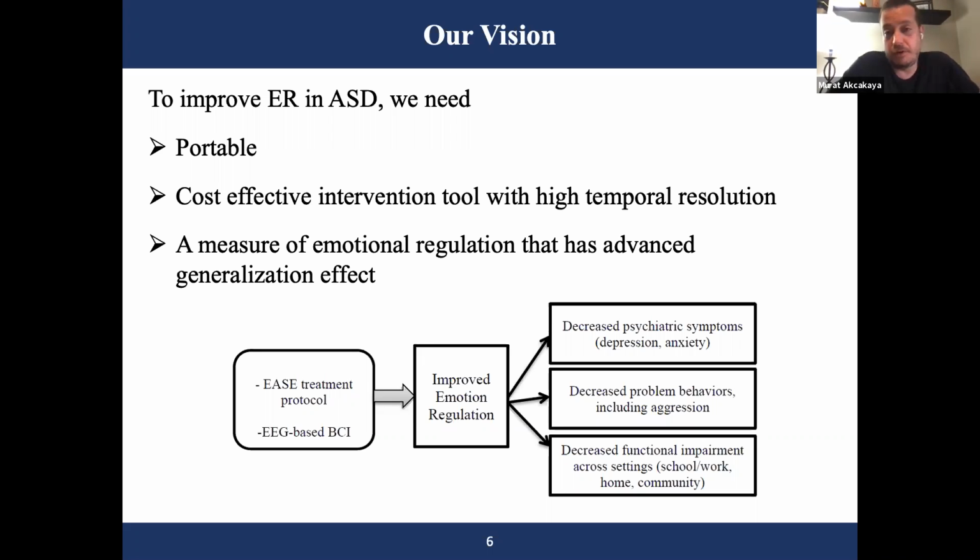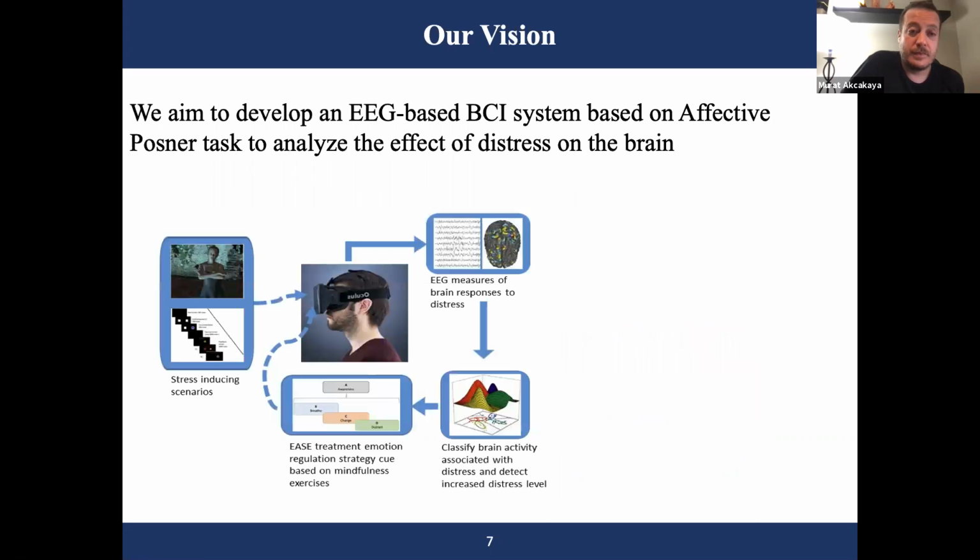The overall idea is that what we aim to achieve is improved emotional regulation, and accordingly decreased psychiatric symptoms such as depression and anxiety, decreased problem behaviors, including aggression, and decreased functional impairments across settings such as school, work, home, community. It means improved independence in life. That is our vision, and to achieve it, as I said, we would like to develop an EEG-based BCI and tightly integrate it with the clinical treatment strategy, the EASE.